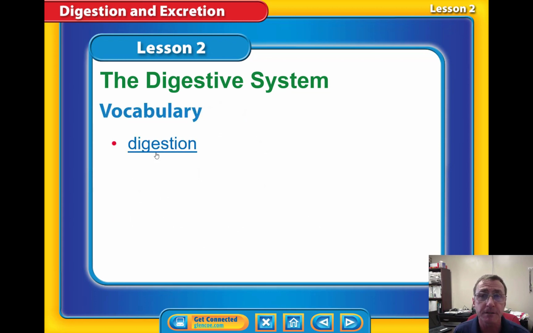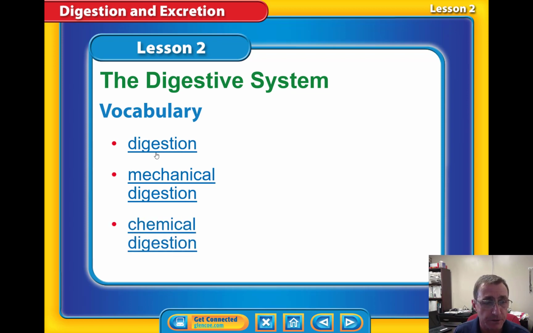So here's your vocabulary for this lesson: digestion, mechanical digestion, so you'll need to know the difference, and chemical digestion. So 3 kinds of digestion: the overall concept of digestion, and then the 2 specific types, and we will talk about that in this presentation.